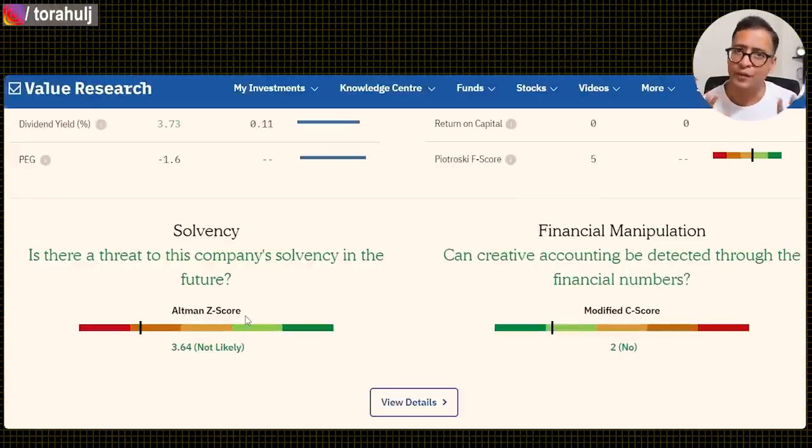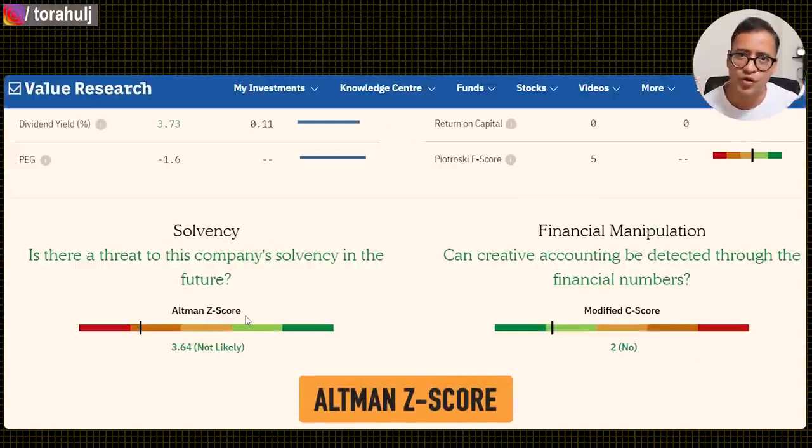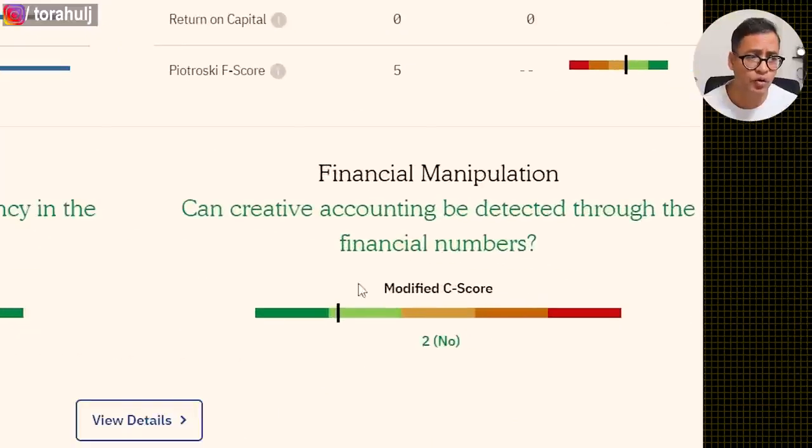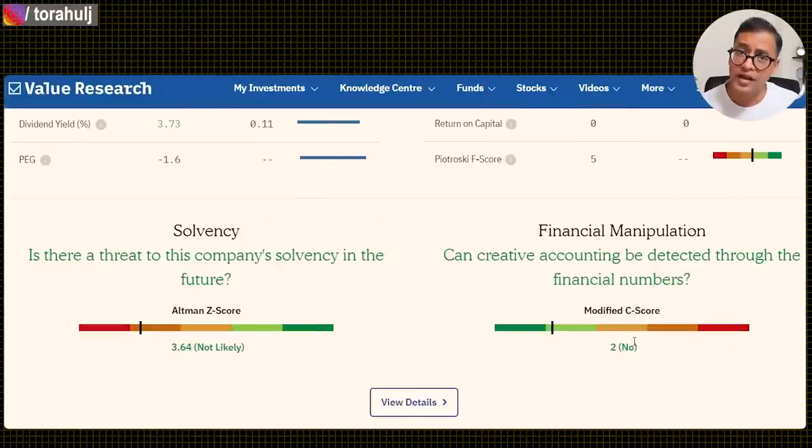Again, I can create a separate video on what the Altman Z score is and how to calculate it. We don't need to, because there are tools that are already calculating it. The second parameter that we need to look at is the modified C score. Again, that tells us whether the financial numbers of this stock have been manipulated. And we can see that it is not likely that the financial numbers are manipulated. In the case of penny stocks, because they are very tiny companies, there are extremely high chances that the numbers are manipulated. So please make sure you're looking at the Altman Z score and modified C score of every penny stock.